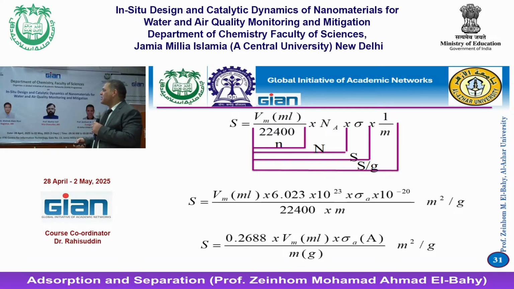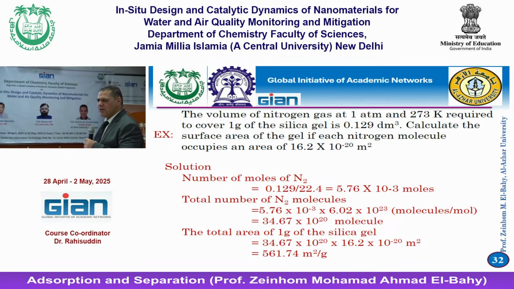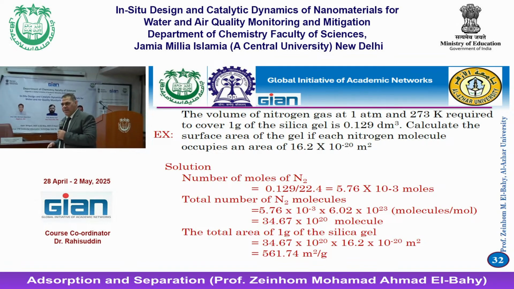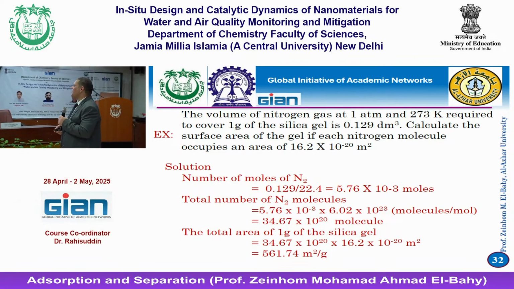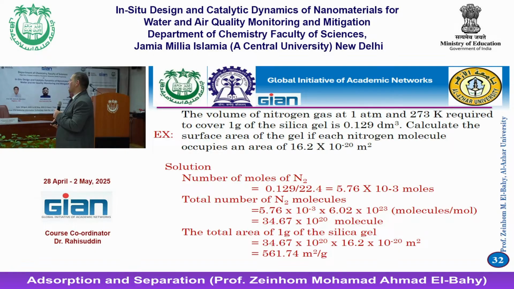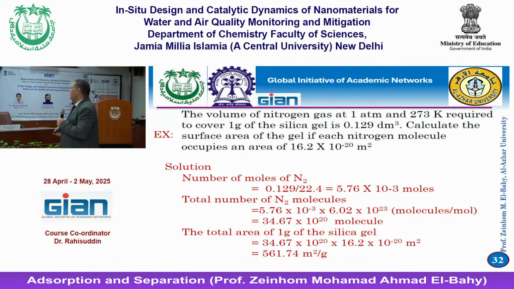And this is a simple example as well. Please read it. The volume of nitrogen gas at 1 atmosphere and 273 K required to cover 1 gram of the silica gel is 0.129 decimeter cube. Do you know what a decimeter cube is? Calculate the surface area of the gel if each nitrogen molecule occupies an area of 16.2 angstrom square. This is the surface area covered by one molecule of nitrogen.